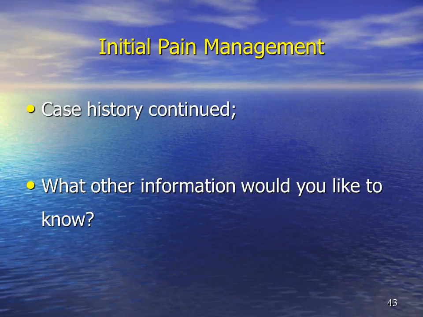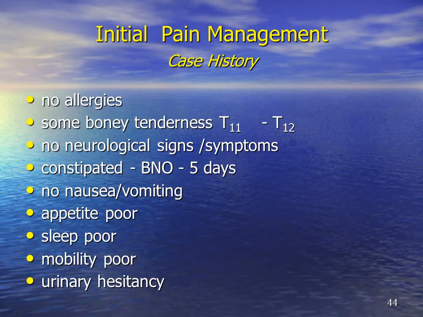So what other information would we like to know about the patient? What other information is going to help us in terms of treating the patient? So on history, the patient has no allergies, so that means we can use a wide range of drugs. Appetite's poor, sleep's poor, mobility's poor because of the pain. The patient has urinary hesitancy, presumably because of local prostate disease. There's no nausea and vomiting. There has been problems with constipation. There is some bony tenderness on examination, but no neurological symptoms to suggest spinal cord involvement.